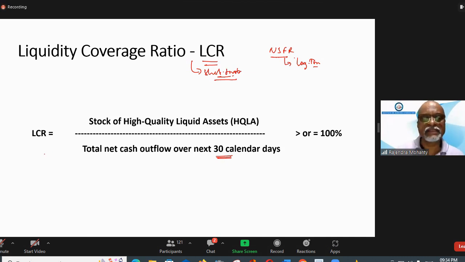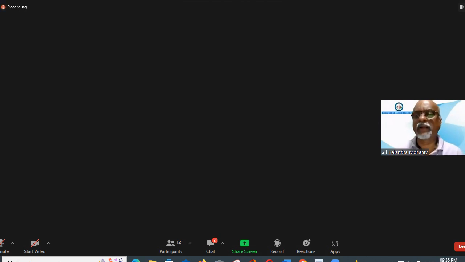Basically LCR is given as a formula: stock of high quality liquid assets. They are called high quality liquid assets. So cash is a high quality liquid asset. Some other securities are there. They are also treated under high quality liquid assets. So what is the high quality liquid asset divided by your total net cash outflow? What you have committed that this much will be disbursed or you want to give back to somebody. So for 30 days, what is your net cash outflow? So you divide that one and multiply it.